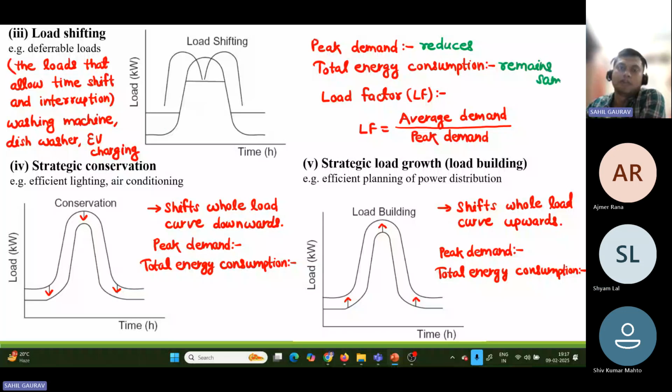Now the third, load factor. What is the impact on load factor? Since this peak demand reduces, load factor will increase. And increased load factor is always desirable to utilities. So it is a desirable one. So by doing the load shifting, you are increasing the load factor.